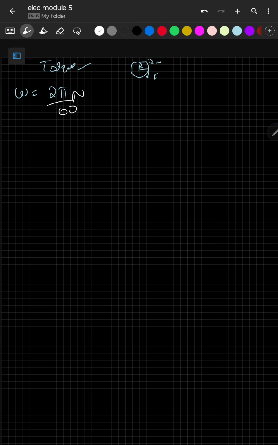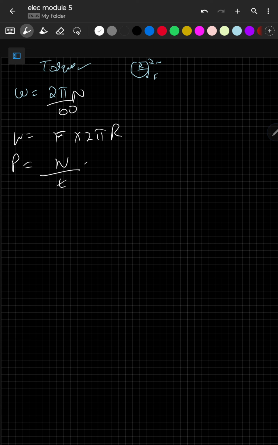That is the angular speed. You have to remember it consciously. 2 pi n by 60. There is no r in this. After that, we are finding the work done. That is force into distance traveled by the wheel in one revolution. So F into 2 pi r. Now we are finding the P. What is P?